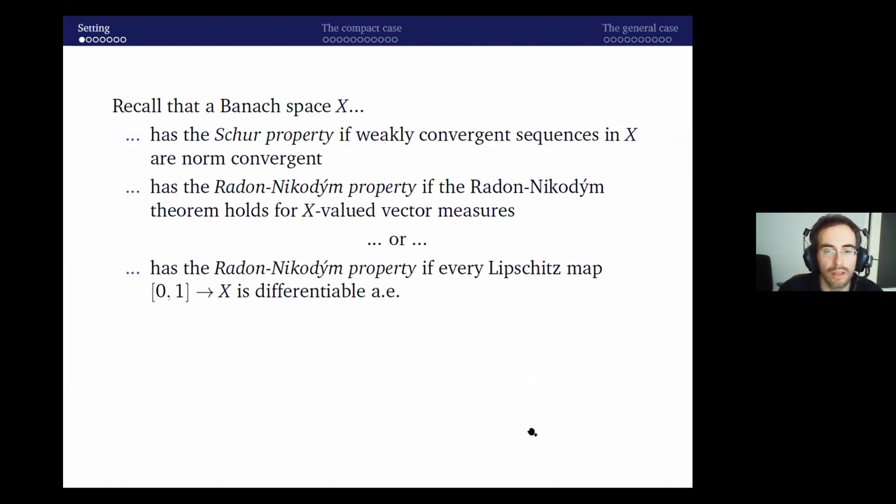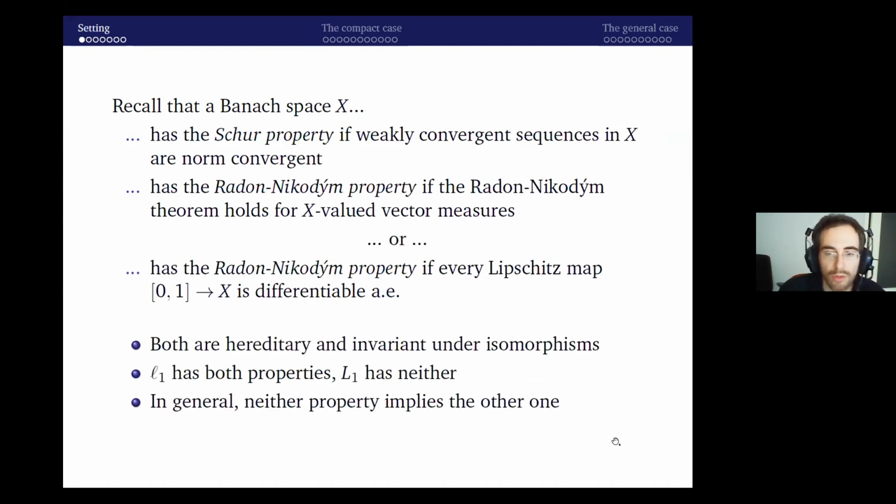RNP is the same as saying that every Lipschitz path into X is differentiable almost everywhere. And as you probably know, these properties pass to subspaces. They are invariant under isomorphisms, and also under taking countable L1 sums.